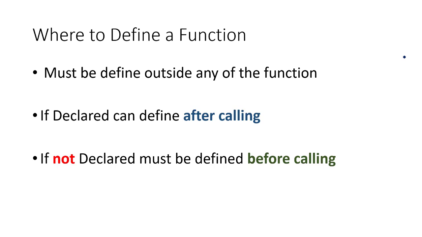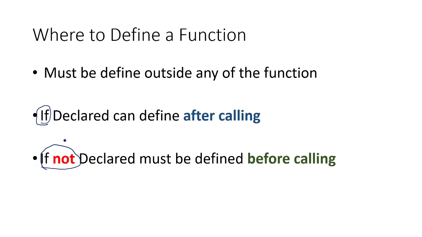If the function is already declared, and here you concentrate on the term if, if the declaration has already been done for that function, we can define the function after calling. If the declaration is not there, also consider this one. These two things will be very important. If it is not declared, meaning the function is not declared, then the definition must be done before calling.